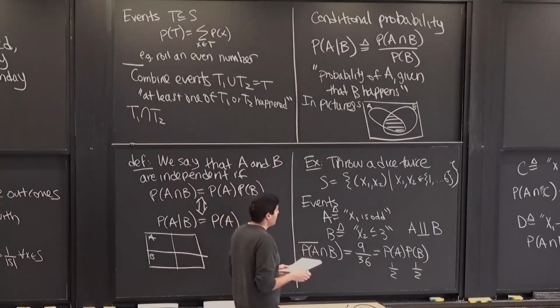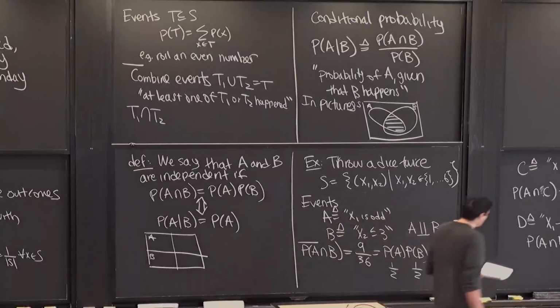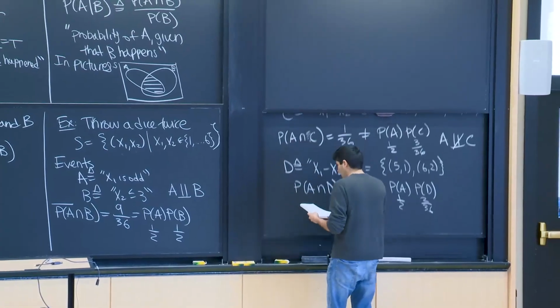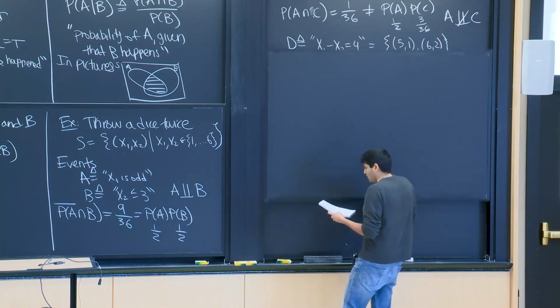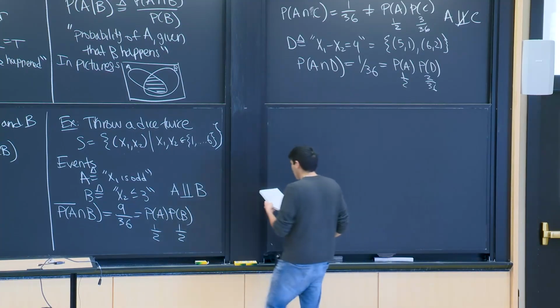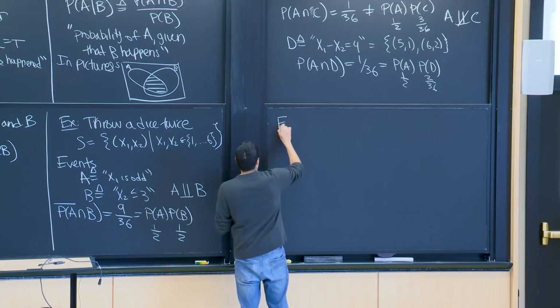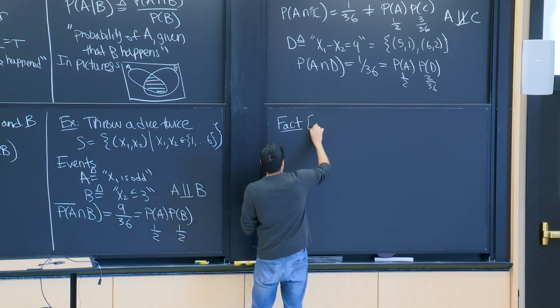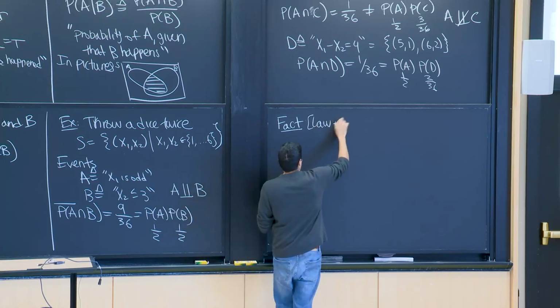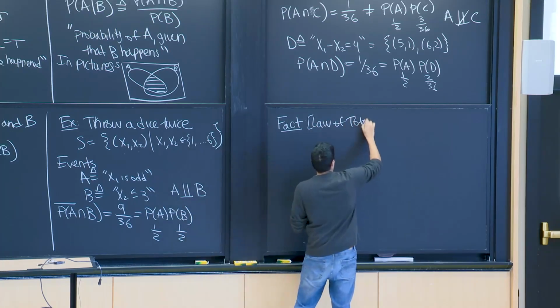I want to tell you about some more powerful tools in probability that play very nicely with conditioning and independence. Let me tell you about this basic fact that we're going to use all over the place, and then I'll give you a way to visualize it. This fact is called the law of total probability.